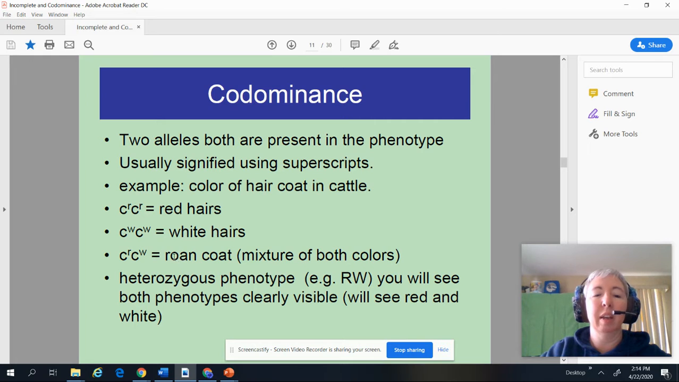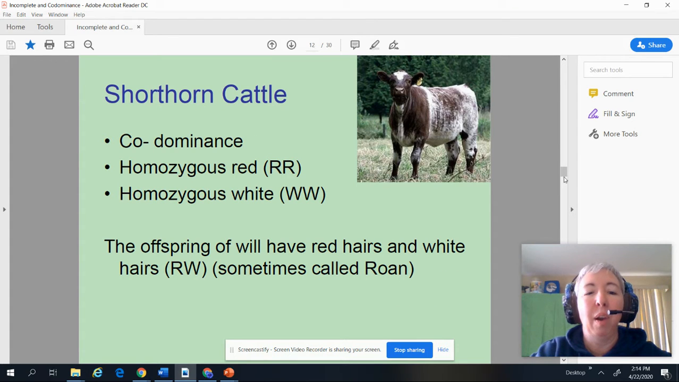So in a cow, let's go to the cow in the next picture. Here we go. Here's our shorthorn cattle. He is codominant with red and white hairs. So instead of mixing together and creating a lighter brown color, the homozygous red appears next to the homozygous white, and they are both dominant.